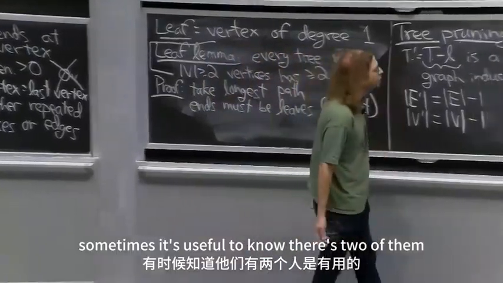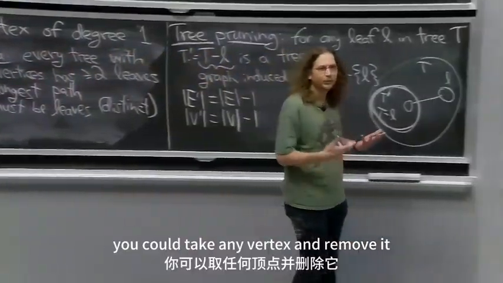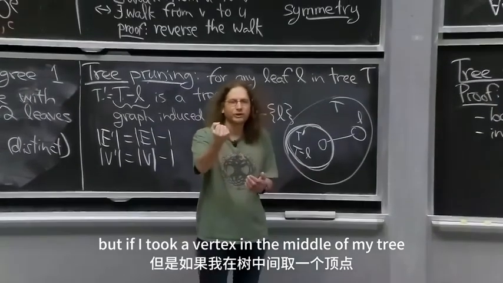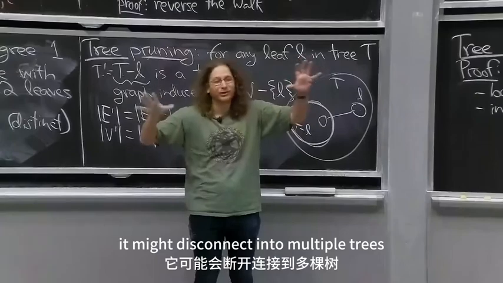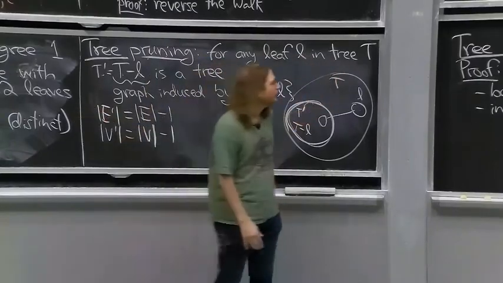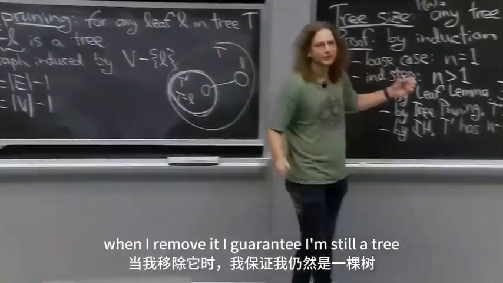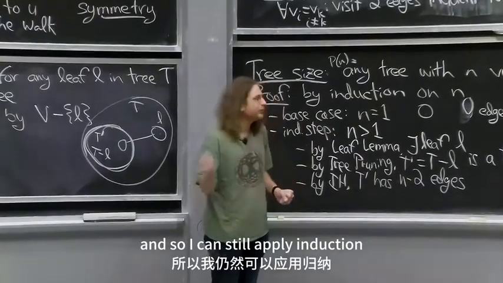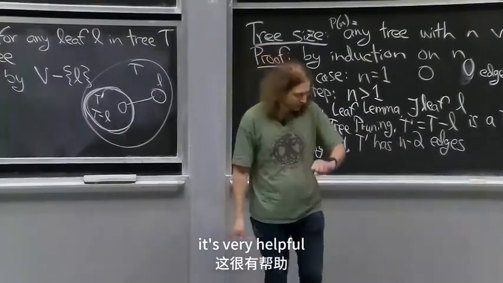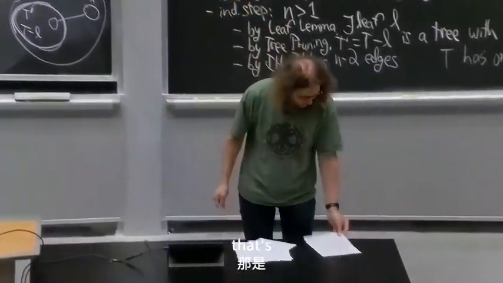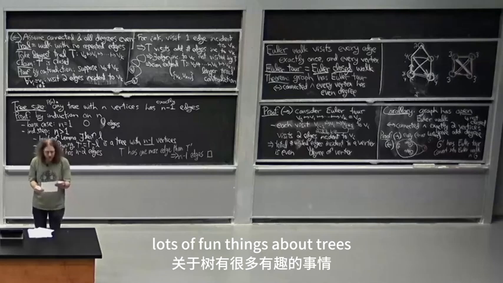Sometimes it's useful to know there's two of them. You could take any vertex and remove it, but if I took a vertex in the middle of my tree, it might disconnect into multiple trees, and then I have to do a lot more work. By choosing a leaf, when I remove it, I guarantee I'm still a tree, and so I can still apply induction. It's very helpful. That's lots of fun things about trees.